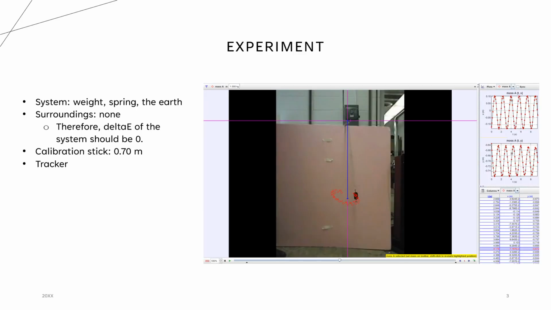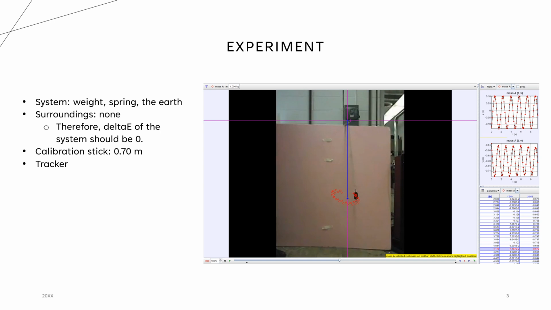So here's the experiment. I analyzed a video of a weight attached to a spring, and it oscillated vertically and horizontally, and I analyzed the motion in Tracker here. For every time step, I clicked the center of mass and it gave me its position data. The system is the weight, spring, and the Earth.